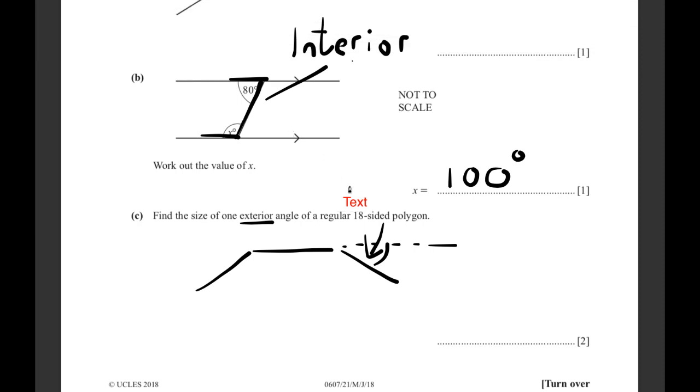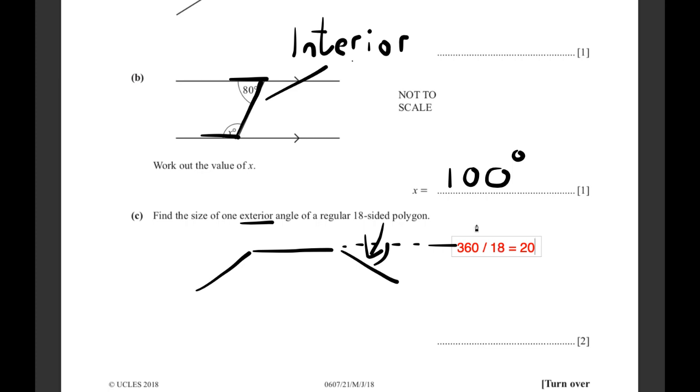We take a full turn, because imagine I drew the entire shape all the way round. I would get eventually, as I go all the way round the shape, a full turn. And we know a full turn is 360 degrees. Then we simply divide by the number of sides, and that's 18 in this case, and we can work that out to be 20. How many 18s fit into 360? Well, that's going to be 20 times.